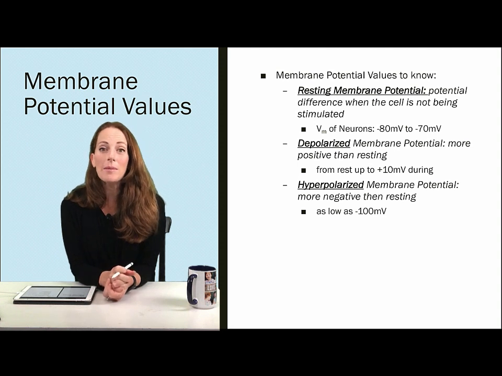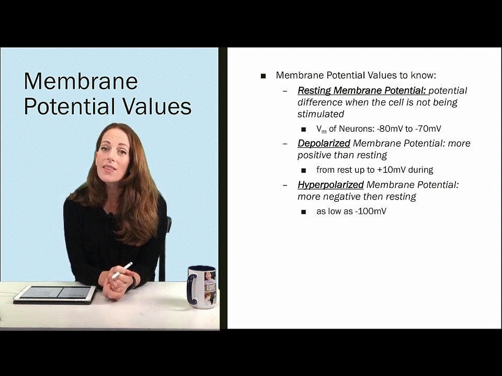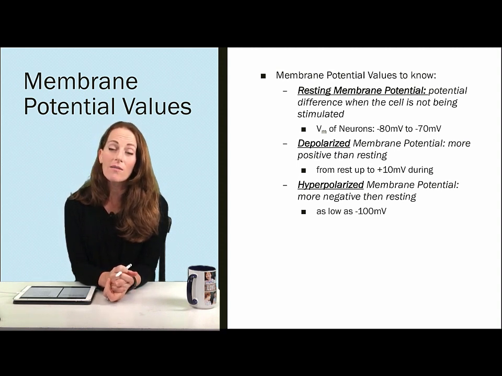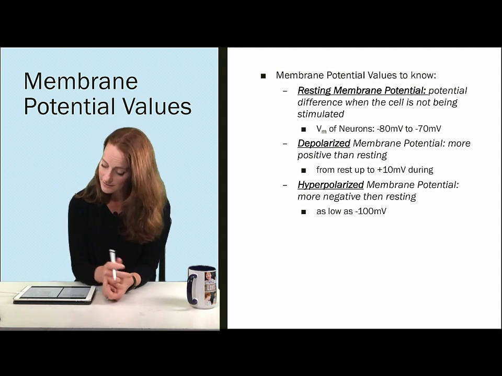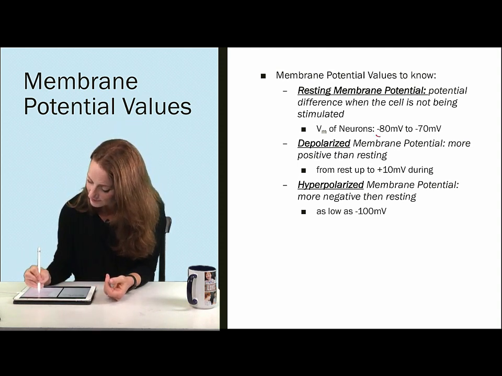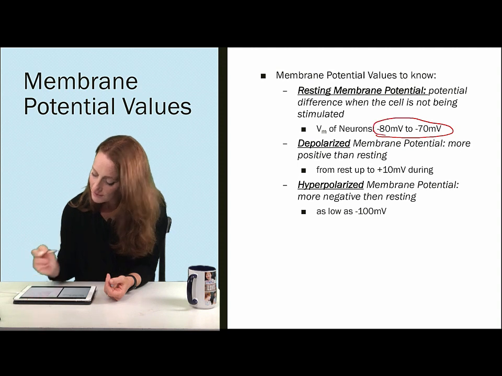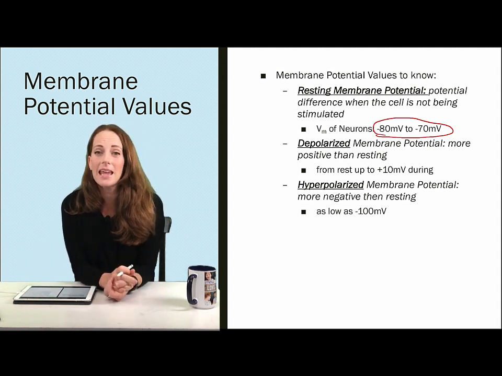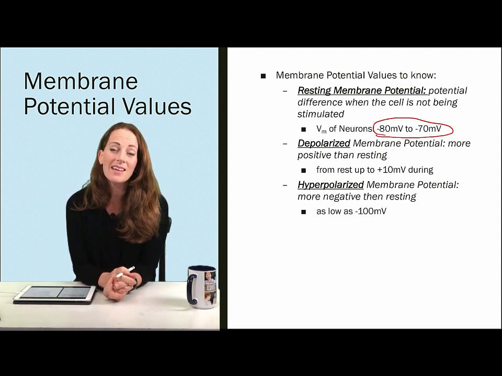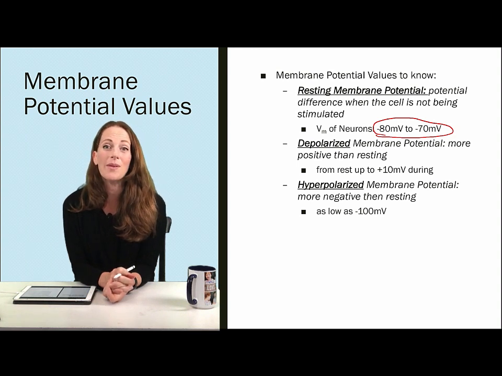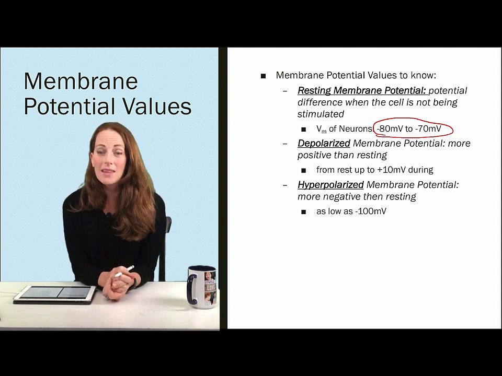So, some membrane potential values to know and keep track of. We'll look at the resting membrane potential, or what the value of this difference in voltage is when the cell is at rest, that is, not receiving any stimulus or input. For neurons, a typical value of resting membrane potential is about -80 to -70, although this can be really variable across different cell populations.